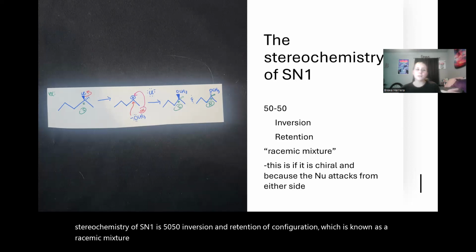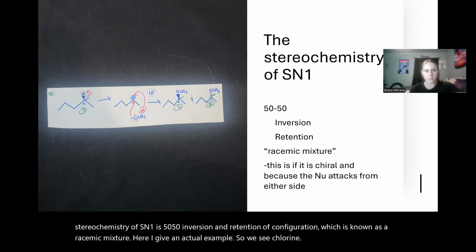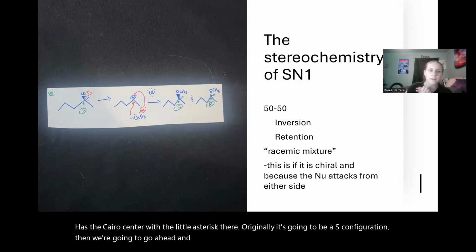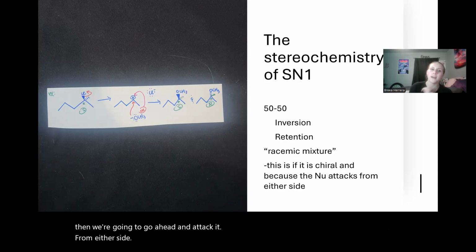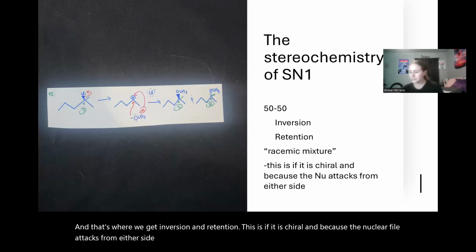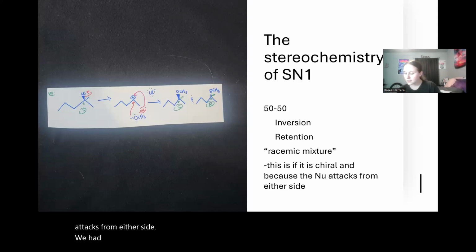Here I give an actual example. So we see chlorine has the chiral center with the little asterisk there. Originally, it's going to be an S configuration. Then we're going to go ahead and attack it from either side. And that's where we get inversion and retention. This is if it is chiral and because the nucleophile attacks from either side, like we had before.